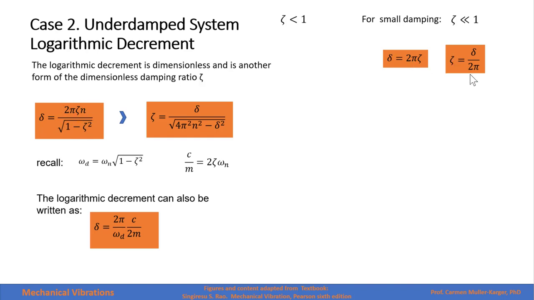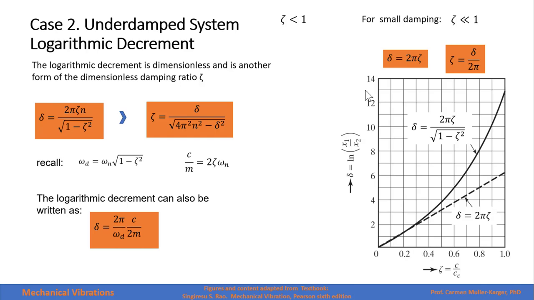And then if we solve for zeta, this is for only consecutive responses for one cycle. And then if we plug in this equation, we will see that this simplified version is very similar to the one that we have here, but only for the very small damping region.